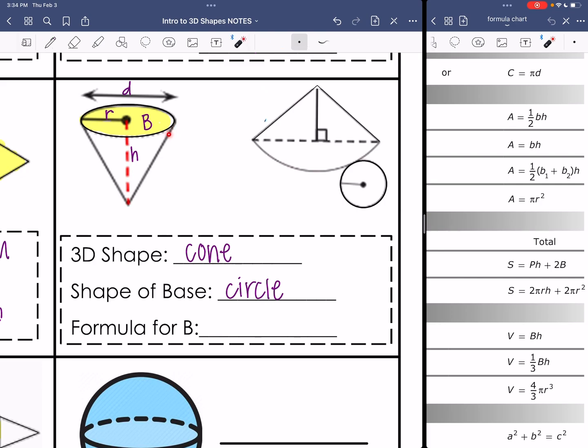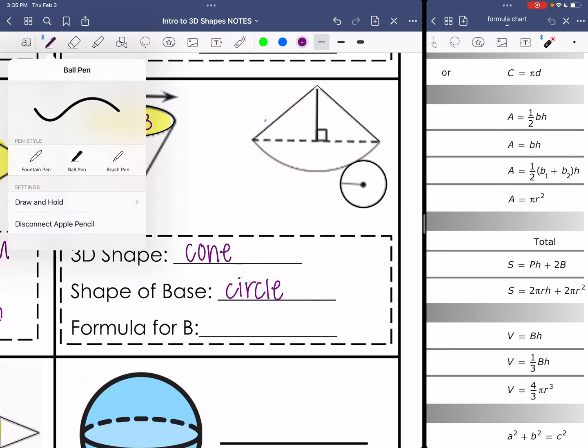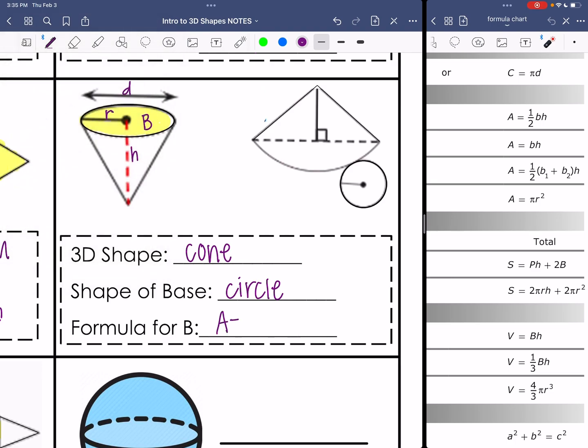If they gave you a slant height here, you can automatically cross it out because you do not need to know your slant height to find the volume of a cone. And then lastly, we want to know what is the formula for B. So what is the formula for area of your base, which is a circle? Again, formula for area of a circle is going to be pi r squared. So here, area equals pi times r squared. And then we go ahead and look at our net.